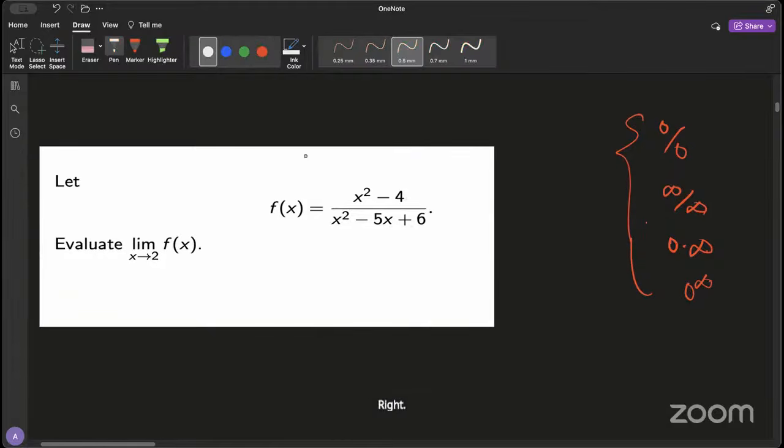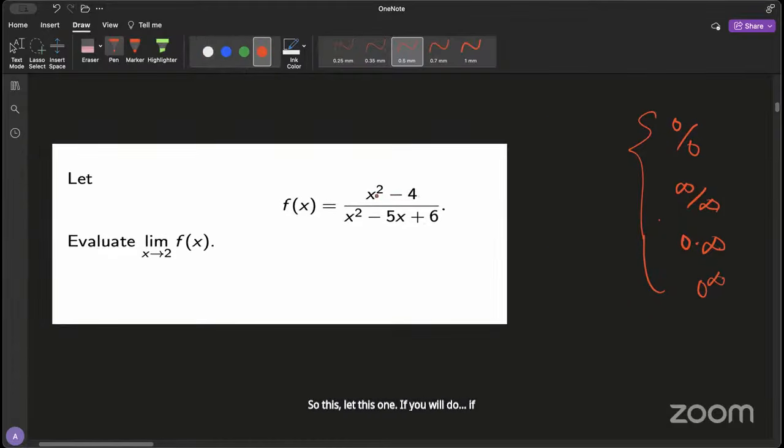So let's look at this one. If you put 2 here, you'll have 4 minus 4, so in the numerator, you'll have 0. If I put 2 here in the denominator, you'll have 2 squared, which is 4, minus 10 plus 6. So this is again 0. That means you have a 0 by 0 form.